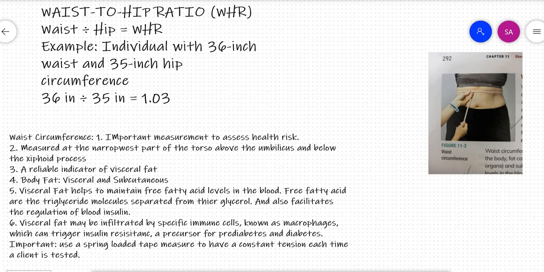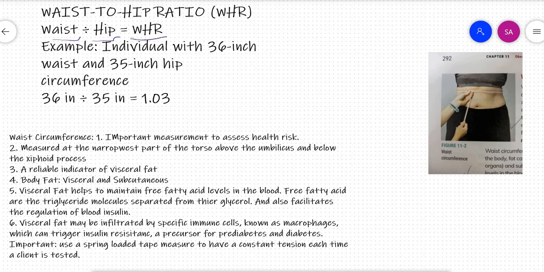Hello. So in this lesson, let's talk about waist to hip ratio. It is a very important measurement to assess health risk. The calculation from the exam point of view will be very easy because you will be given waist and hip measurements. Then you can easily calculate waist to hip ratio.